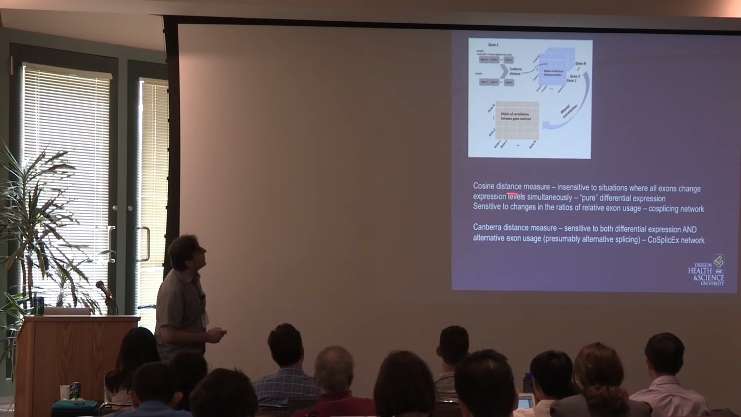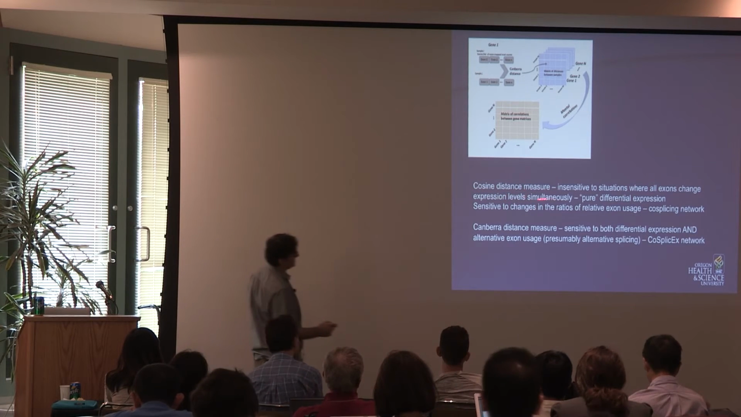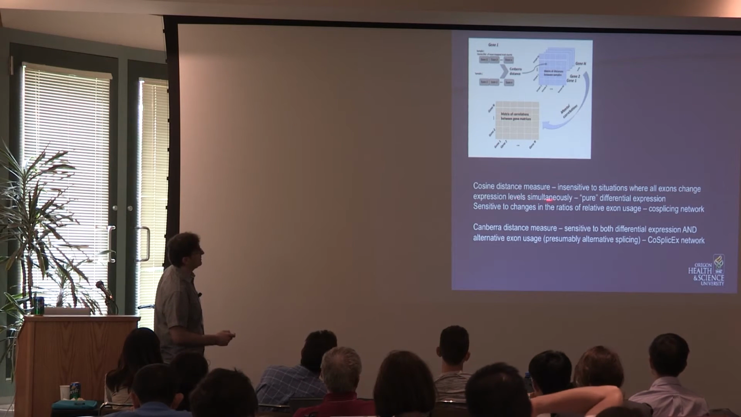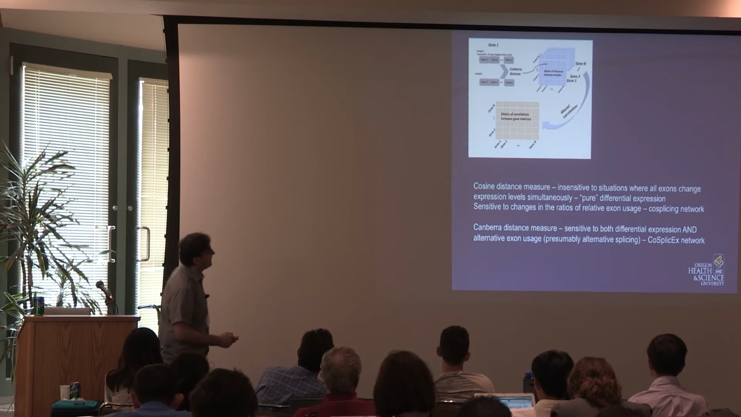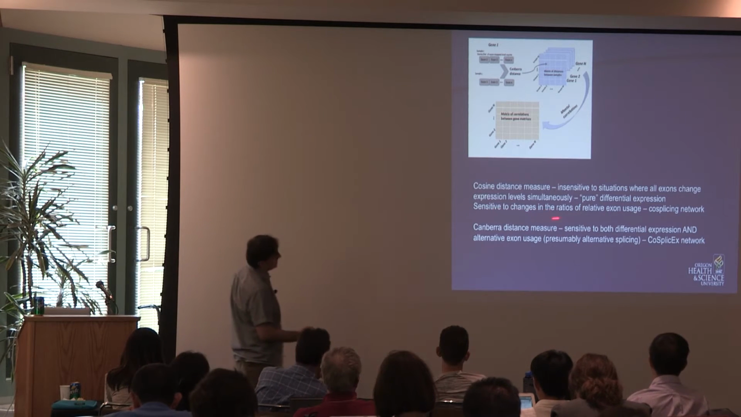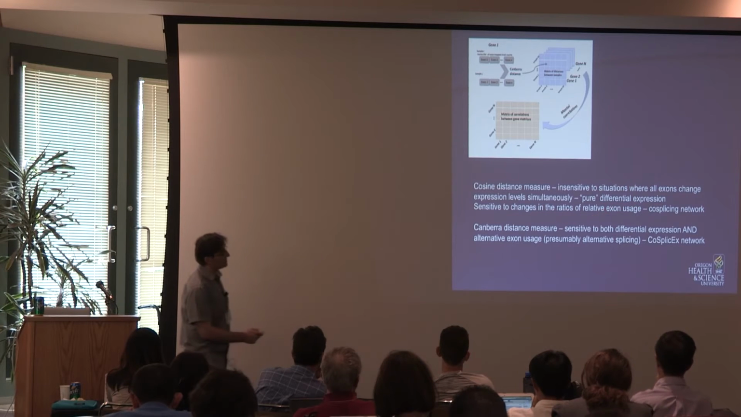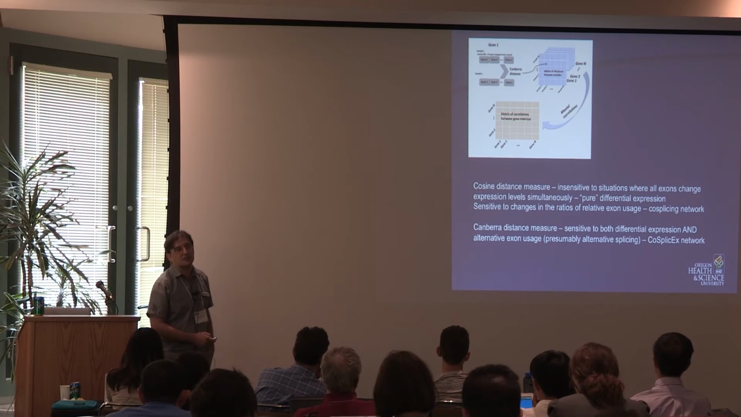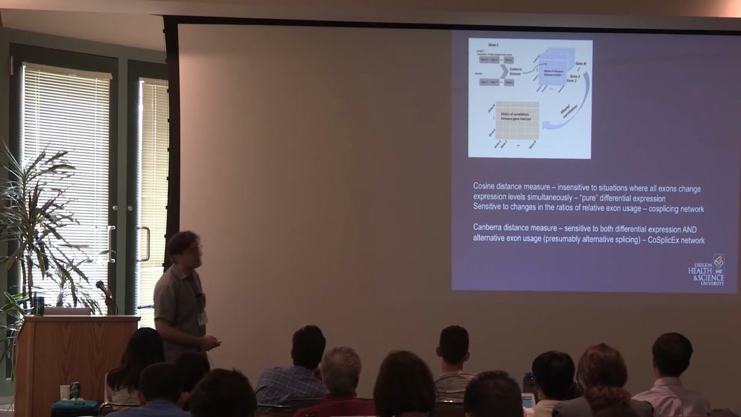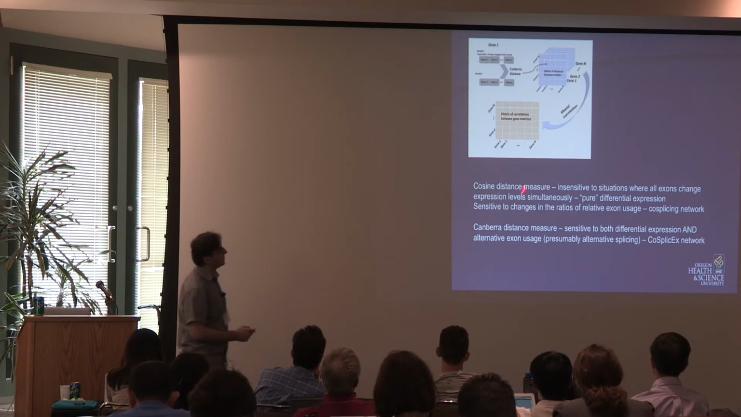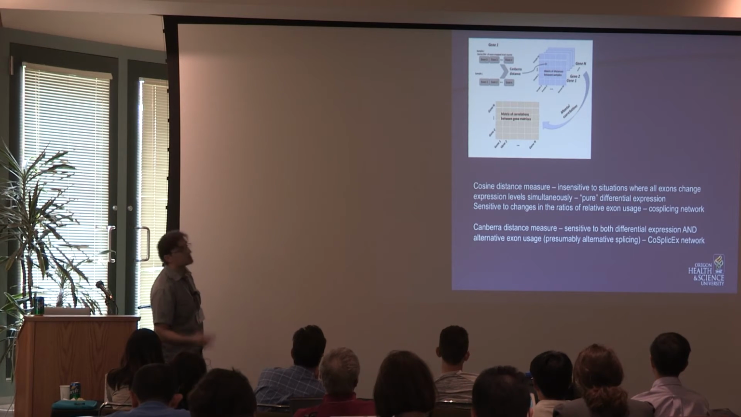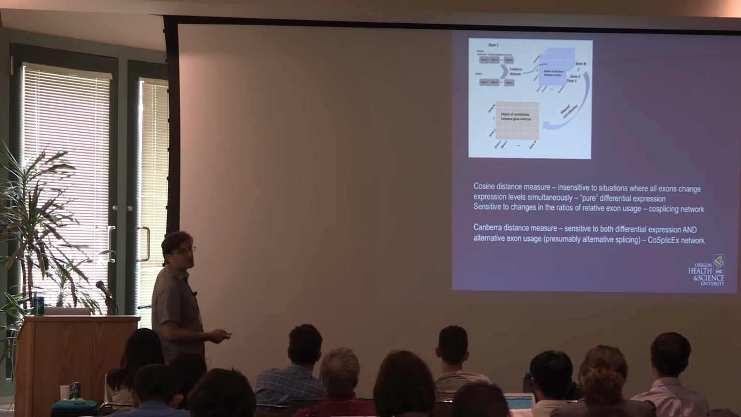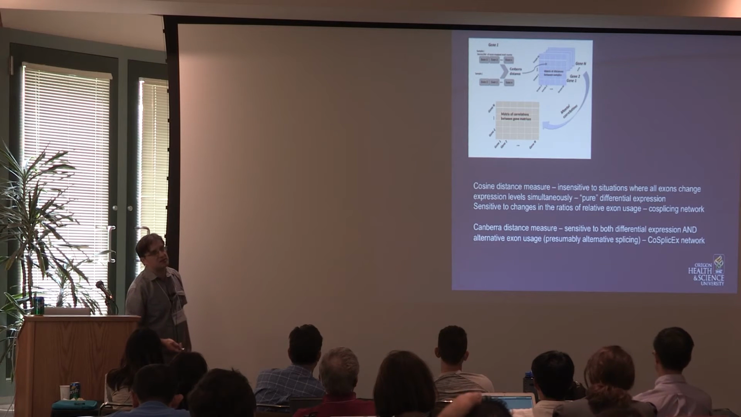Okay, so now I will go on and say that the cosine distance measure, remember, is insensitive to situations where all exons change expression level simultaneously, but it's sensitive to changes in the ratio of relative exon usage. And once again, the Canberra distance measure is sensitive to both. So that means that we can compute two networks. The first one I call the cosplicing network, to reflect that it's just cosplicing. So you're not going to find any information about co-expression unless you look at one exon genes.